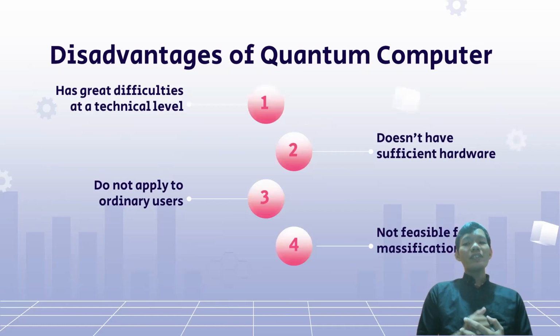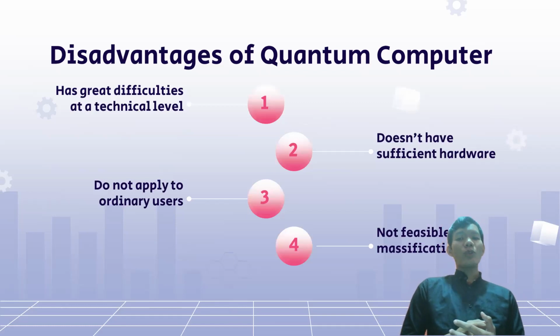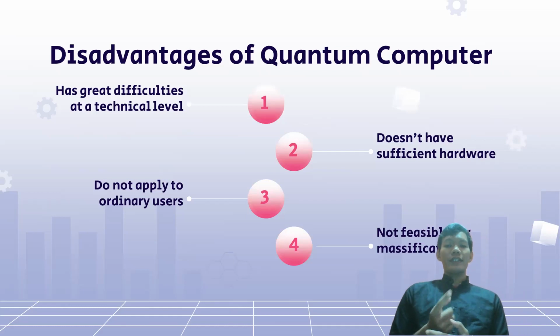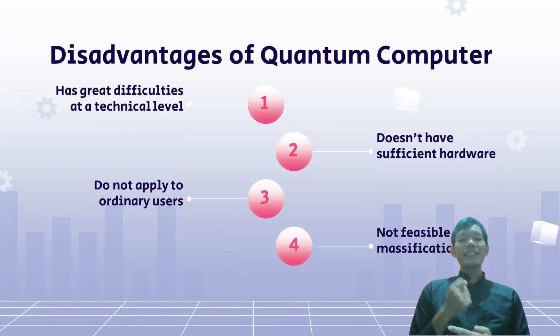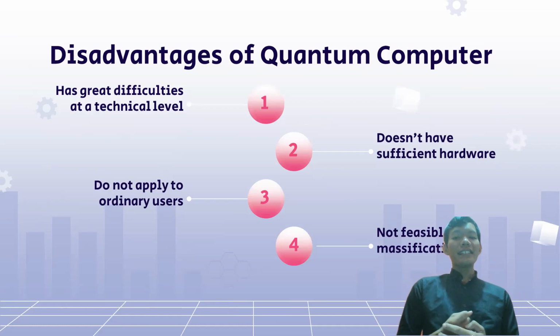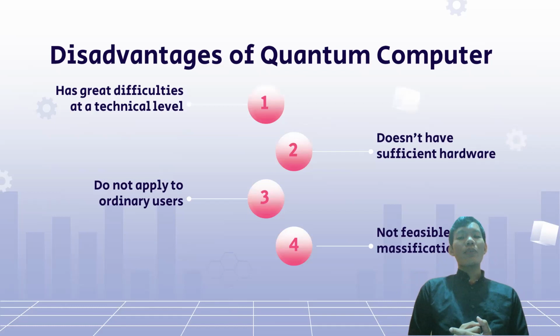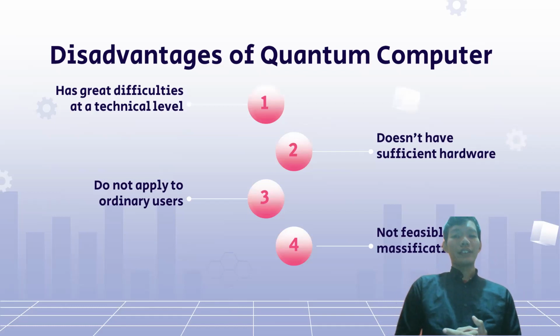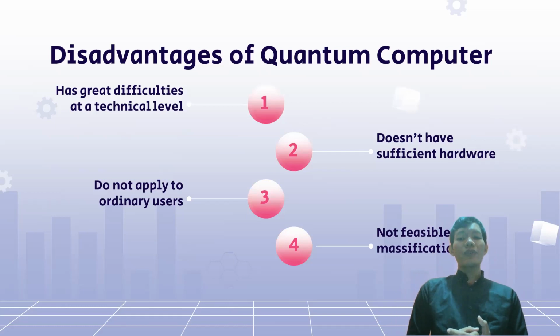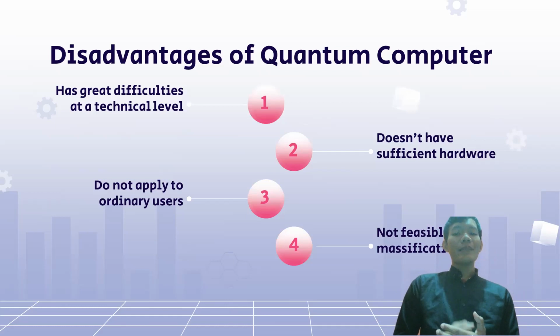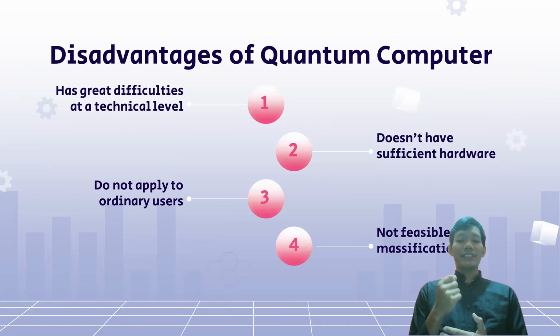Some of the disadvantages of a quantum computer include: first, currently it has great difficulties at a technical level because a large number of qubits are required to process and correct errors. Second, it doesn't have sufficient hardware for so much processing power. The systems must be stable, and for this, the number of qubits must be increased.